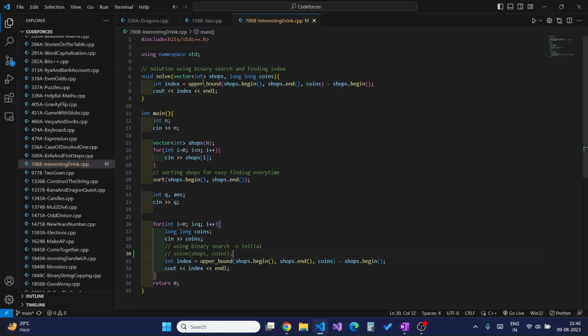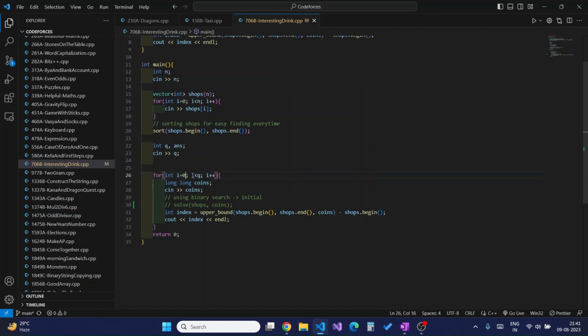So looking at the code for this, first I've taken in the input n, then I've initialized all the shops and their prices, then I have sorted those shops in ascending order. Then I've taken in q, and I'm running the loop q number of times, and at each iteration I am taking in the coins I have, and I'm finding the index which I need to output. So in C++, upper bound can be used to run binary search, which returns the position of the element. So I'm using this to find the index.